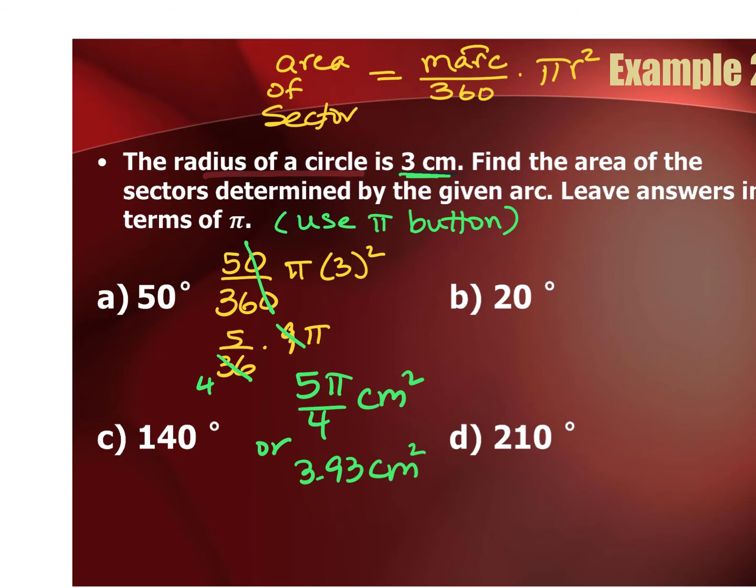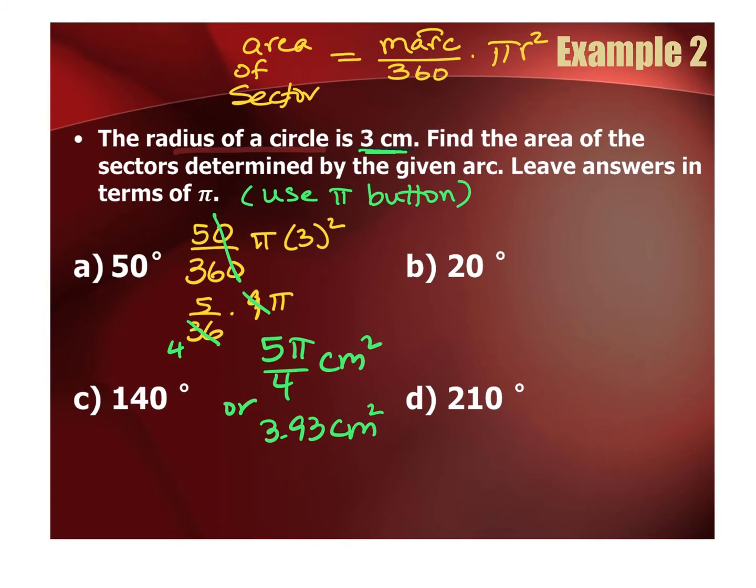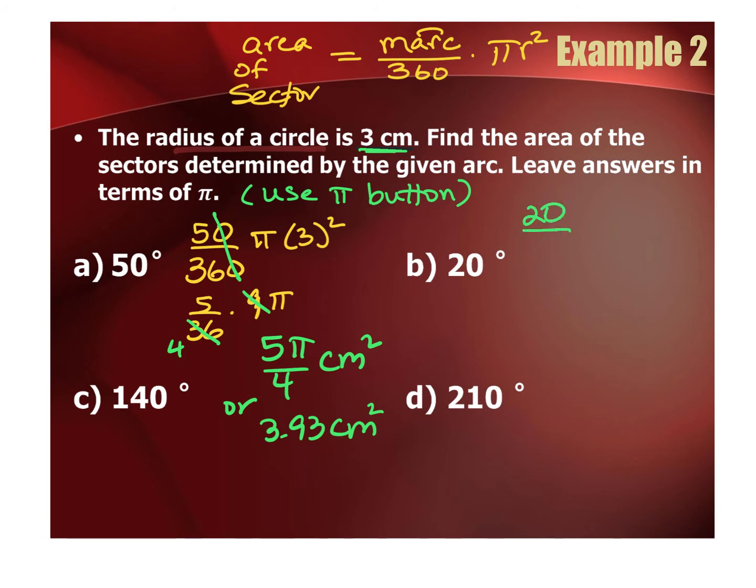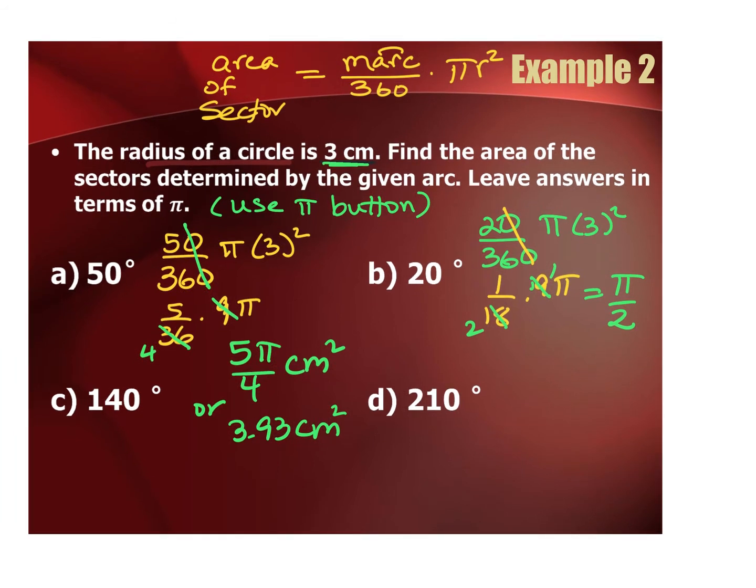Let's try the next one. Same setup, but this time we're going to put 20 over 360 times pi r squared. And again, the radius is still a 3. I could chop off the 0, just like I did before. I could also simplify 20 over 36 and make it 1 over 18 times 9 pi. Then I could also simplify the 9 and the 18 and make it pi over 2. So left in terms of pi, it's pi over 2 centimeters squared.